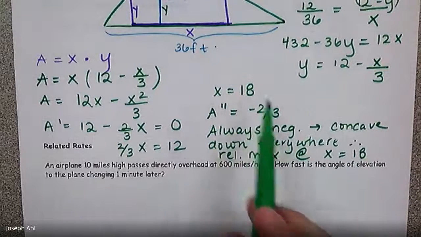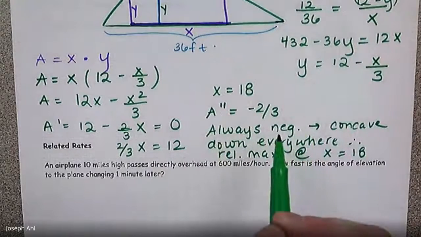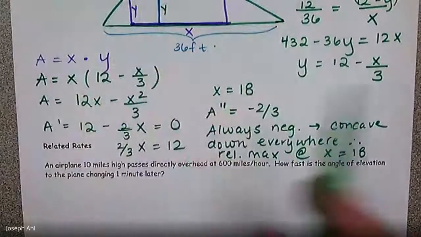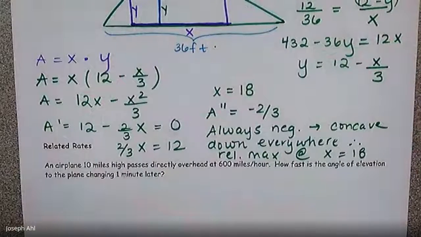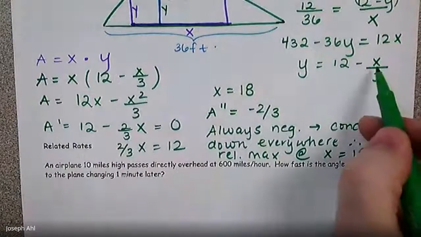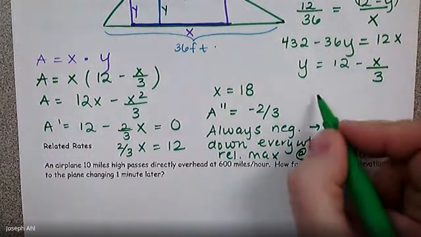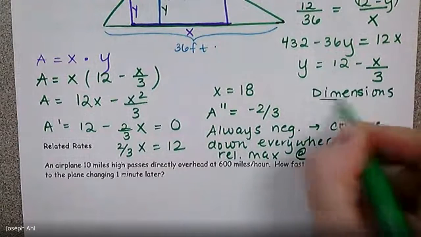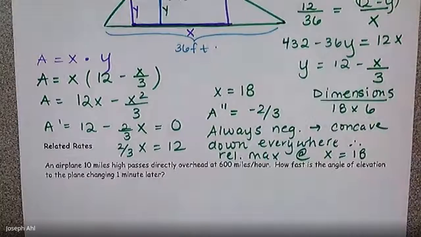Perfect. So now that I've justified that that is in fact a relative max using the second derivative test, which was easy enough to do, what is the question? What are the dimensions of the rectangular plot? So we know that x is 18. And if x is 18, we can go back and re-sub in to figure out what y is, right? So 18 over 3 is 6. 12 minus 6 would be 6 in that case. So the dimensions that produce that greatest area would be an 18 by 6 rectangle.